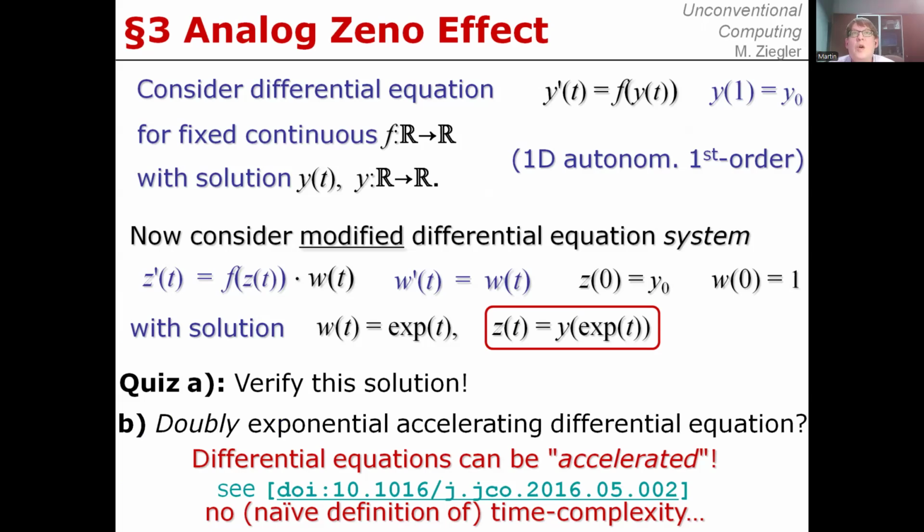Your second homework is to create a doubly exponential accelerating differential equation. So we've already accelerated once exponentially. Let's do it a second time. We can do it again, and again and again. I want you to do that. So that concludes what I still owed you from chapter 2 on accelerating computation, accelerating analog computation.